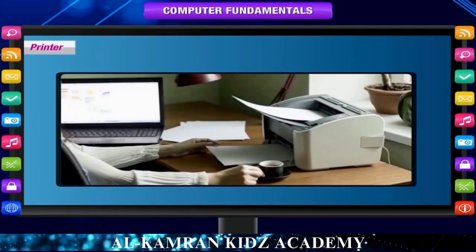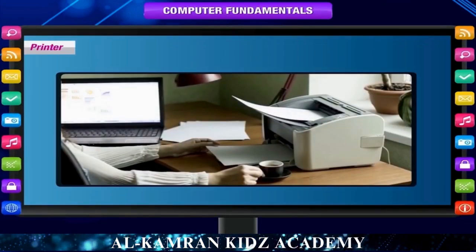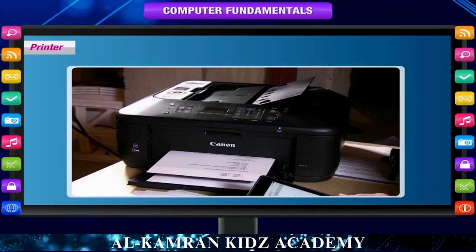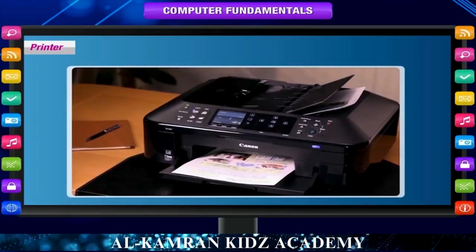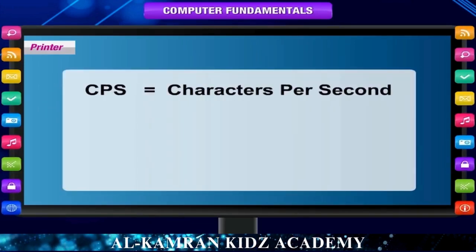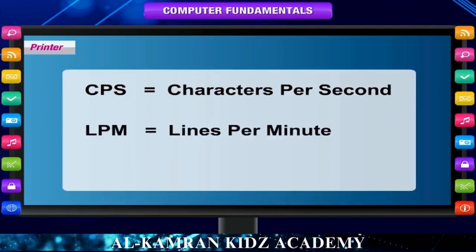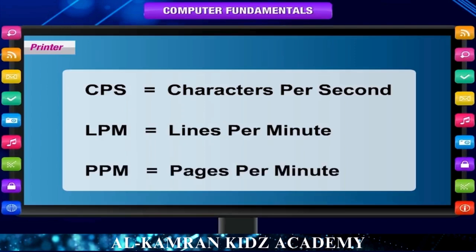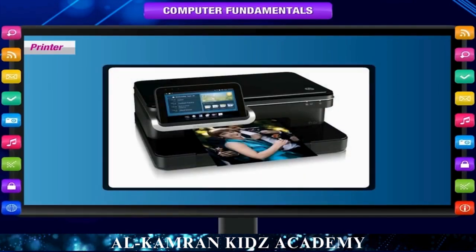Printer. What you see on the monitor can be printed on paper using a printer. A printer produces output on paper which is permanent and can be referred to at any time. The printing can be black and white or colored. The speed of a printer is measured in CPS, characters per second, LPM, lines per minute, and PPM, pages per minute. The faster the printing, the more expensive the printer.